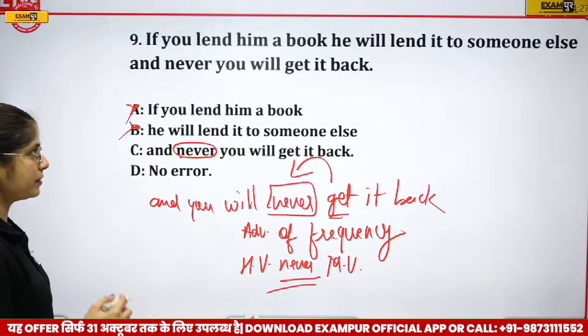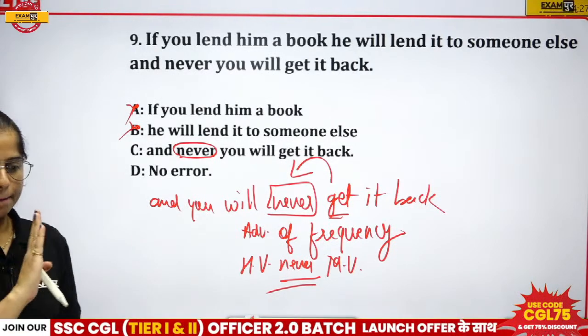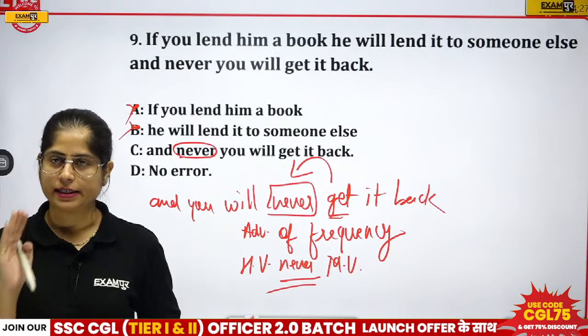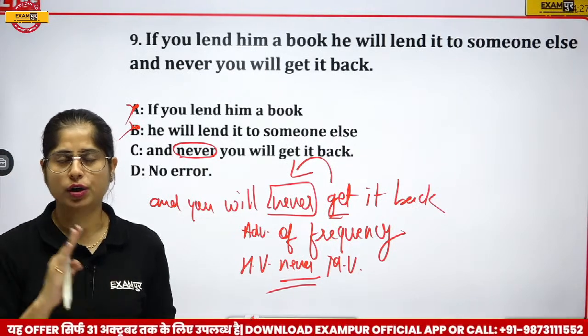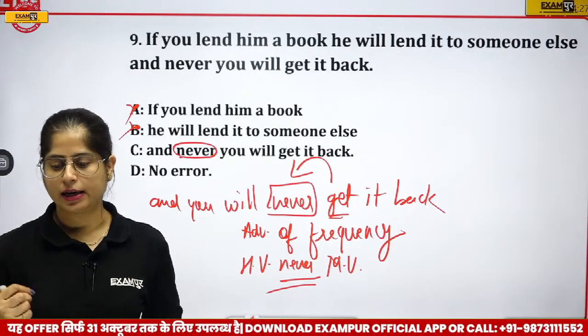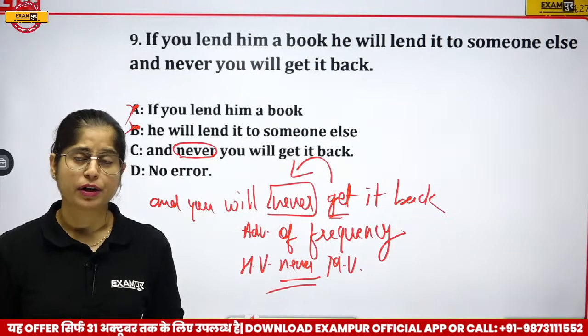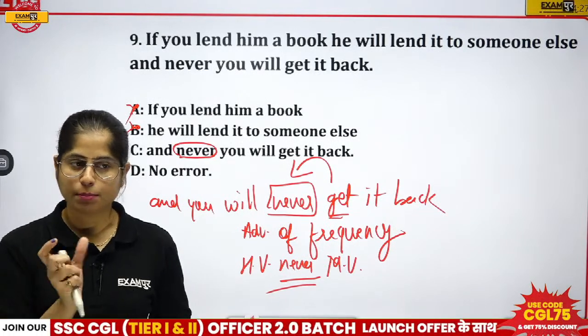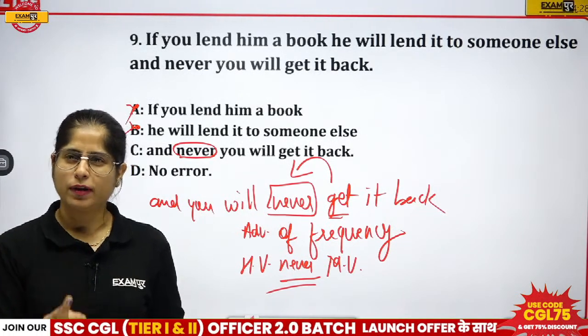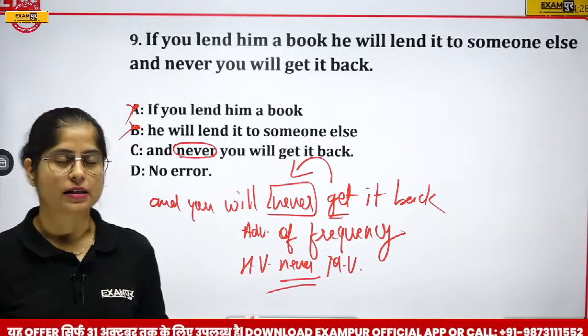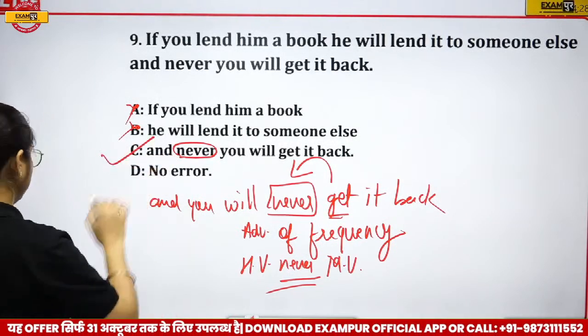So adverb of frequency, you just remember one thing. Before main verb, right? It is always used before the main verb. If there is helping verb also and the main verb also, then in between them. So you remember one thing, before main verb, that's it. So here the error was in part C.